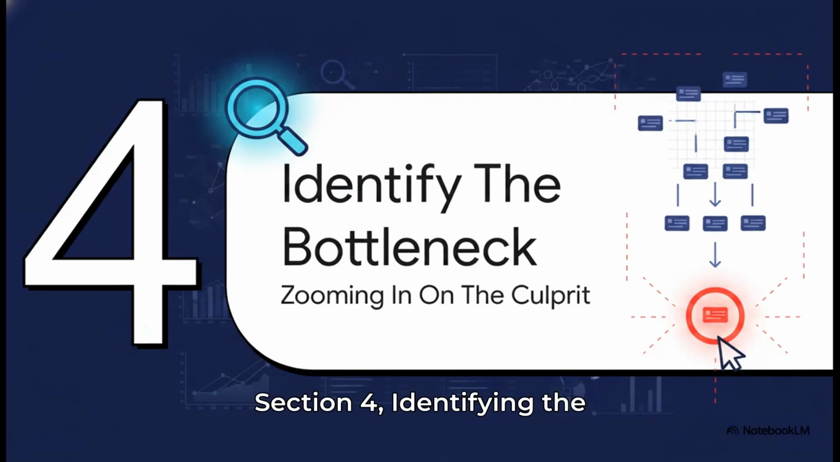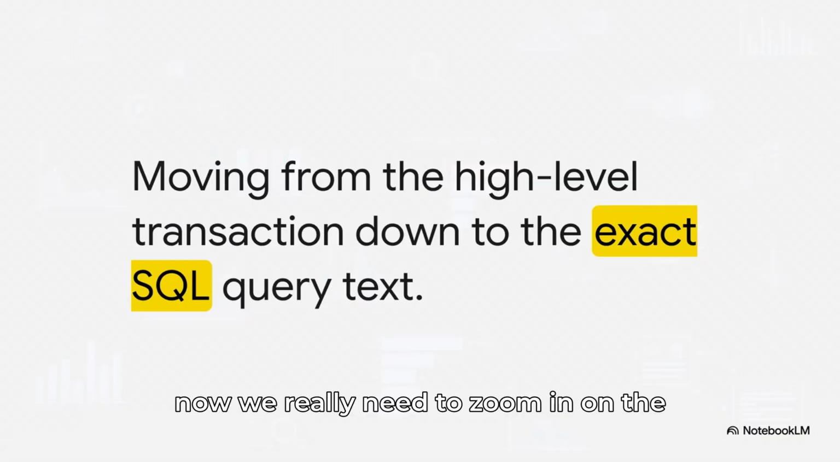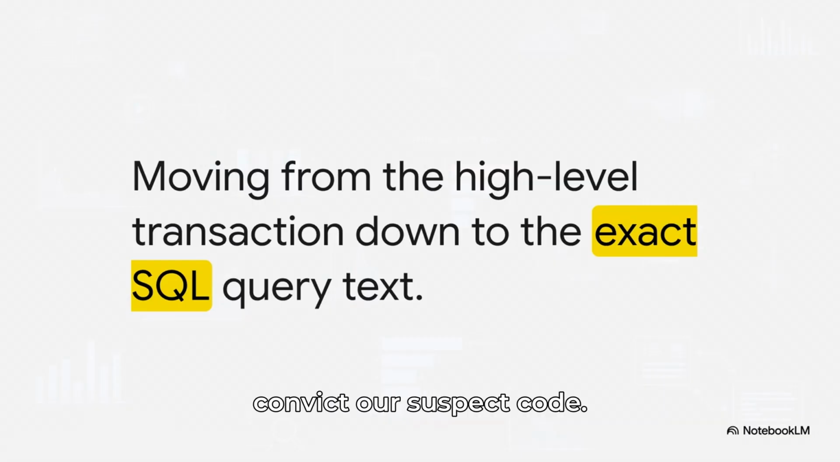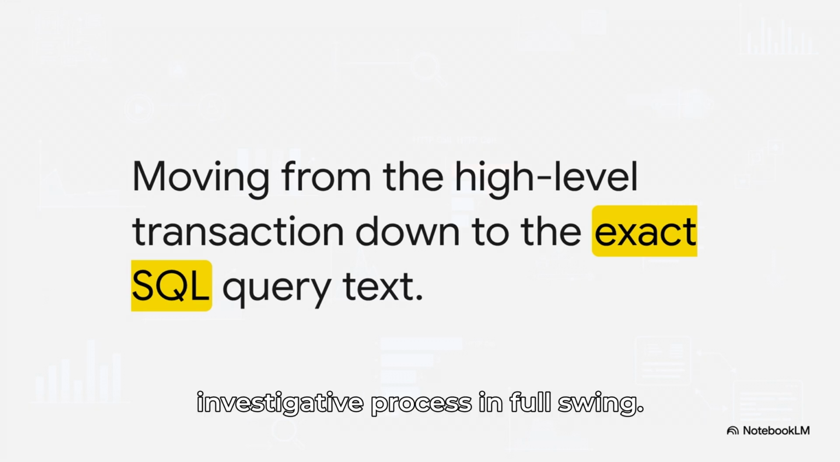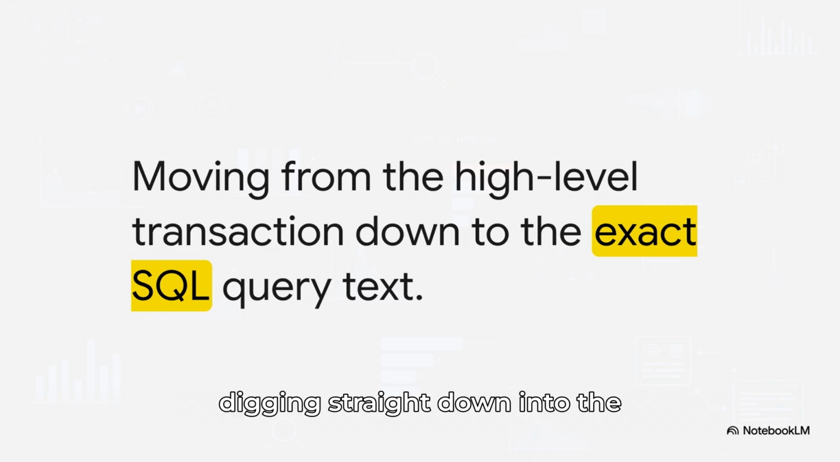Section 4, identifying the bottleneck, zooming in on the culprit. Okay, we've seen the waterfall, but now we really need to zoom in on the exact culprit to convict our suspect code. This is the investigative process in full swing. We're moving right past that high-level transaction, bypassing the front-end UI spans, skipping the HTTP network calls, and digging straight down into the specific database operation.